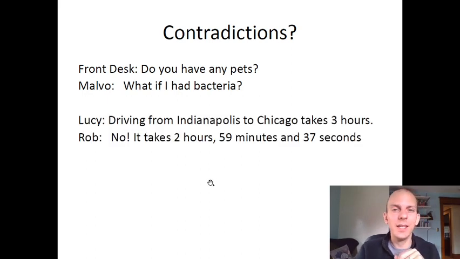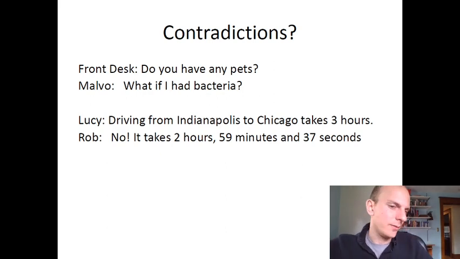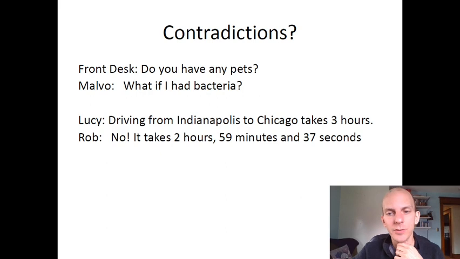And we looked at this series of sentences that looked a little bit like maybe contradictions or something, and they were a little bit odd. So we looked at the Malvo one just now, but we also saw this sentence earlier at the beginning of our semantics lectures. If person A, Lucy, says driving from Indianapolis to Chicago takes 3 hours, and Rob says no, it takes 2 hours, 59 minutes, and 37 seconds, that's weird, right? It's a weird thing to say. Why is that weird? Well, it's close. We have this non-literal. Is that literally a different amount of time? Yes, that's literally a different amount of time, but contextually with this underspecification, we don't really care about the difference between 3 hours and 2 hours, 59 minutes, and 37 seconds, right?